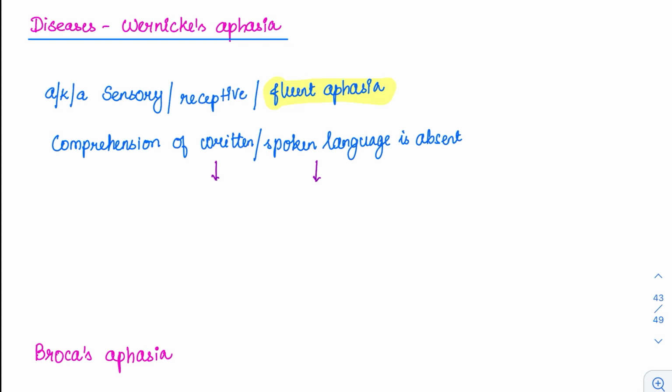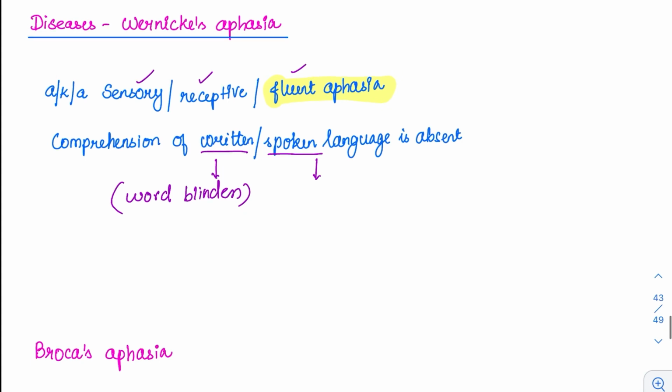So this person will talk meaninglessly. He will keep on talking. He will be able to produce multiple words, but they will not hold any meaning. That's why it is called sensory, receptive or fluent aphasia. So comprehension of both the written as well as the spoken language is gone. That is why it has two terms, word blindness and word deafness. The subject will be able to see the word, don't think it is blindness of the eye, but he will not be able to make meaning out of it. So both will be there, word blindness and word deafness.